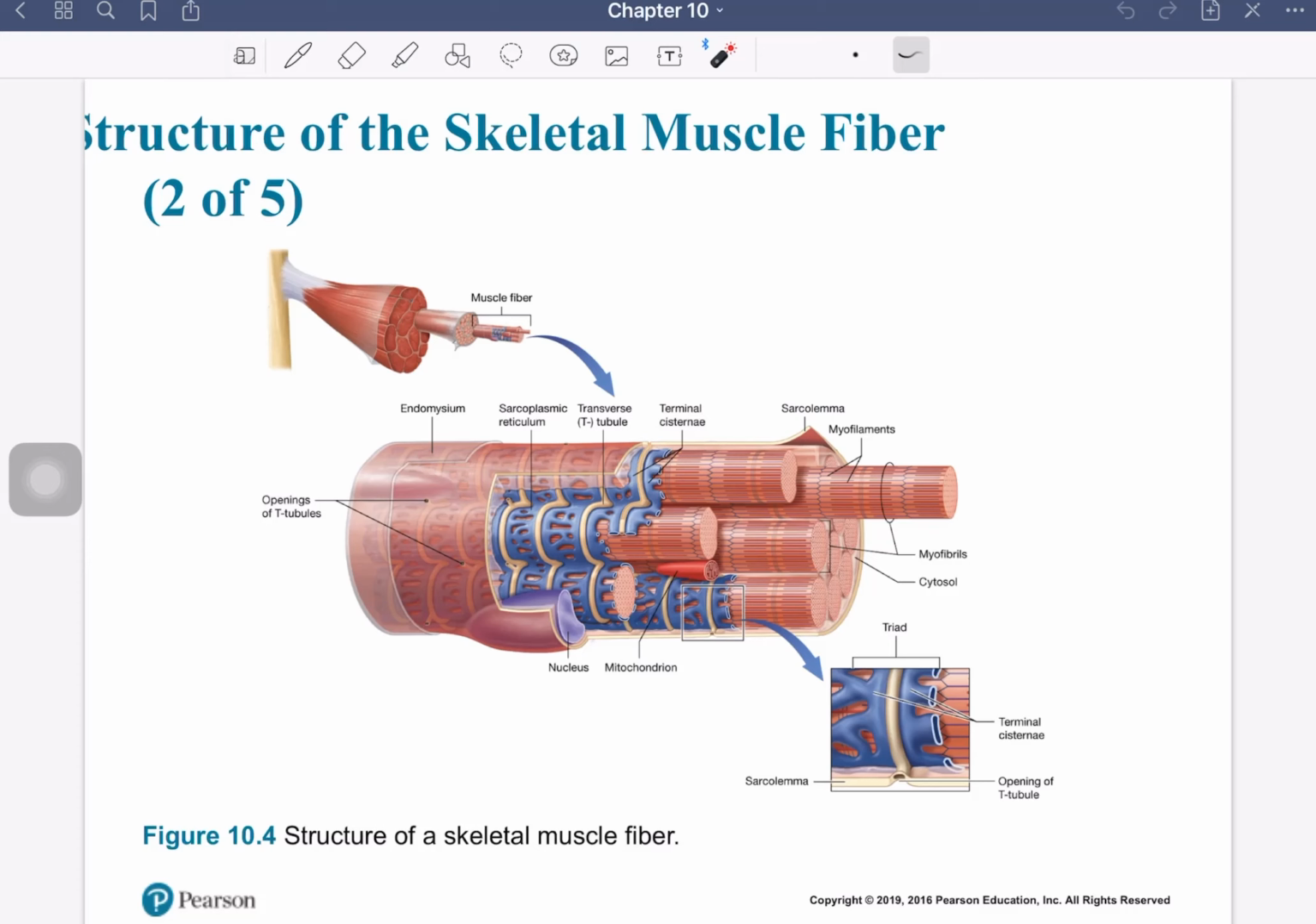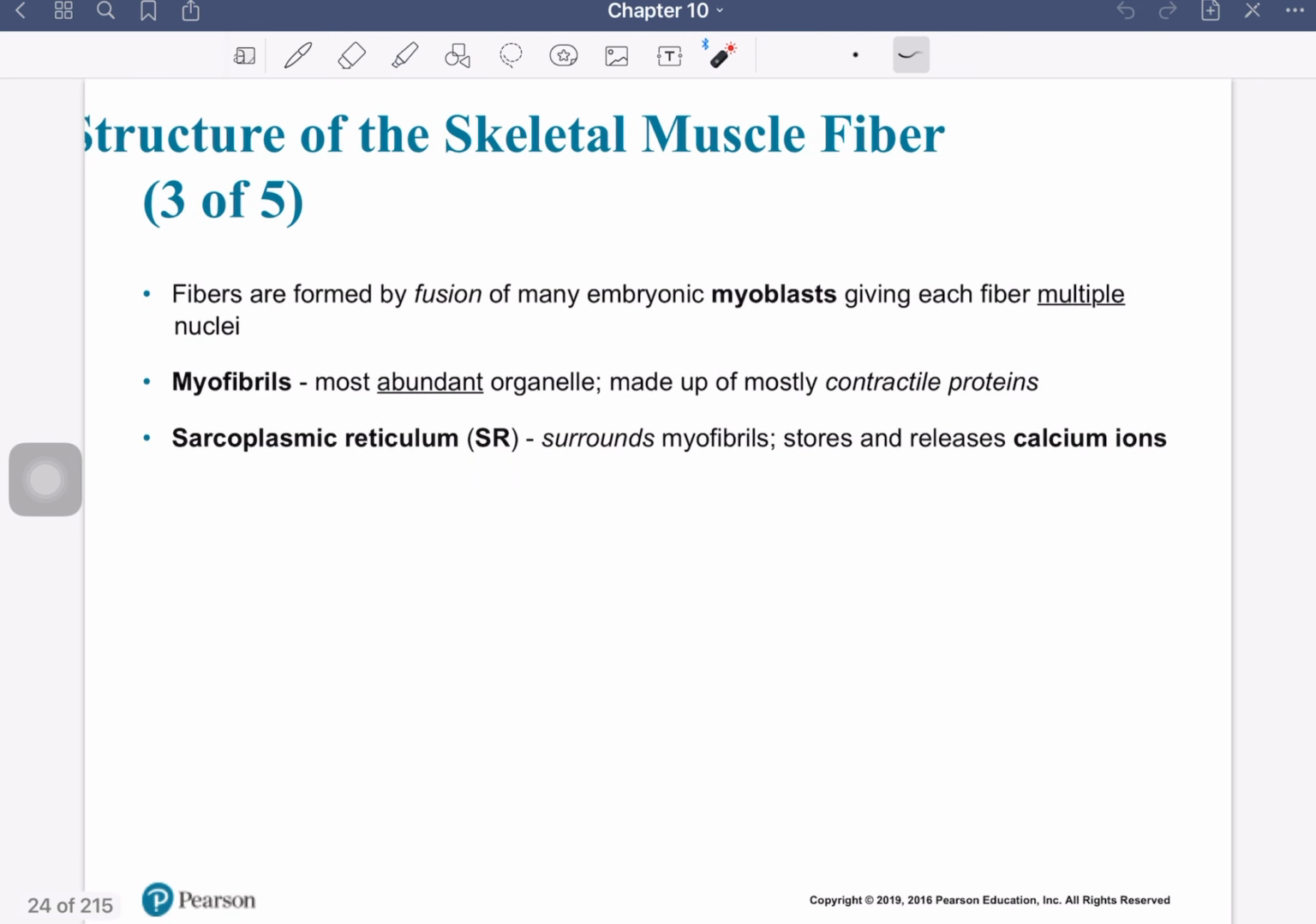In this video, we'll continue on with our look at the structure of a skeletal muscle fiber. So we had a look at the basic architecture in the last one. And let's remind ourselves that we're looking at a number of myofibrils within there. And these are mostly made up of contractile proteins.